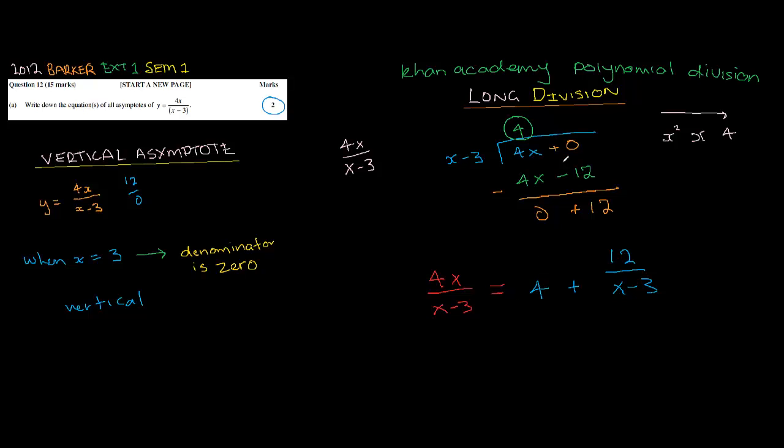And then this little thing that pops out here, sometimes it will be 0, if it goes into it a perfect amount of times. But if it doesn't, like in this case, this will be the remainder. So it's very important you remember that this will be the remainder. Beautiful.